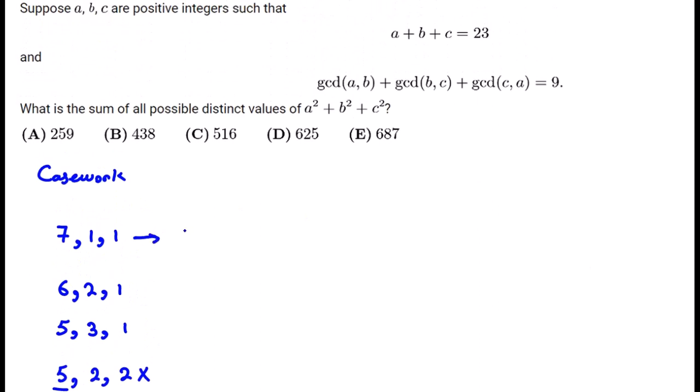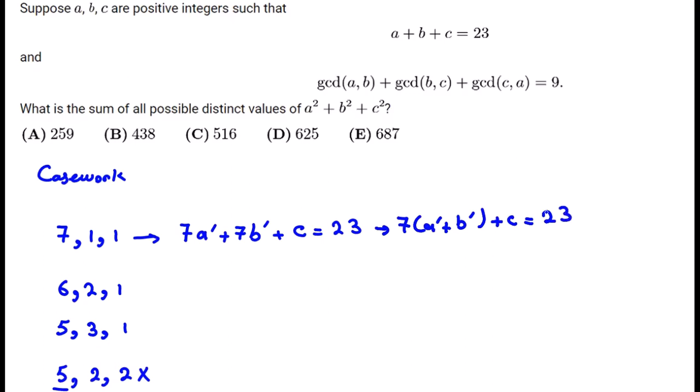So for the first one, A and B are multiples of 7. So 7A prime plus 7B prime plus C should be equal to 23. Okay, now we can conclude 7A prime plus 7B prime plus C equals 23. So in one case, this one cannot be 4. It can be 3 or 2.